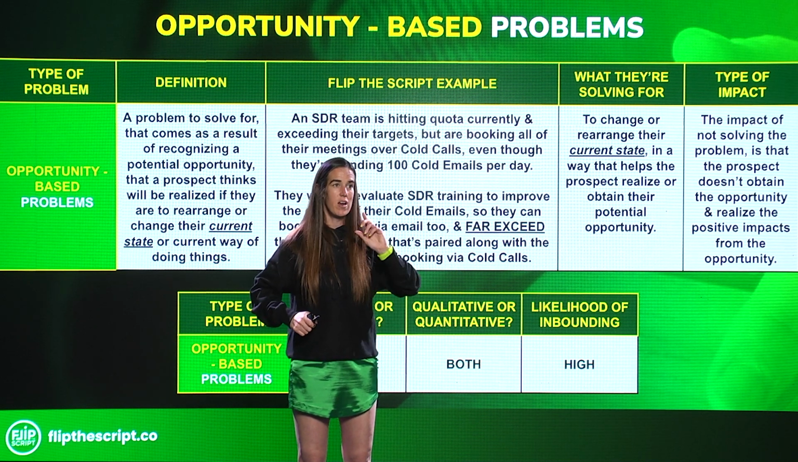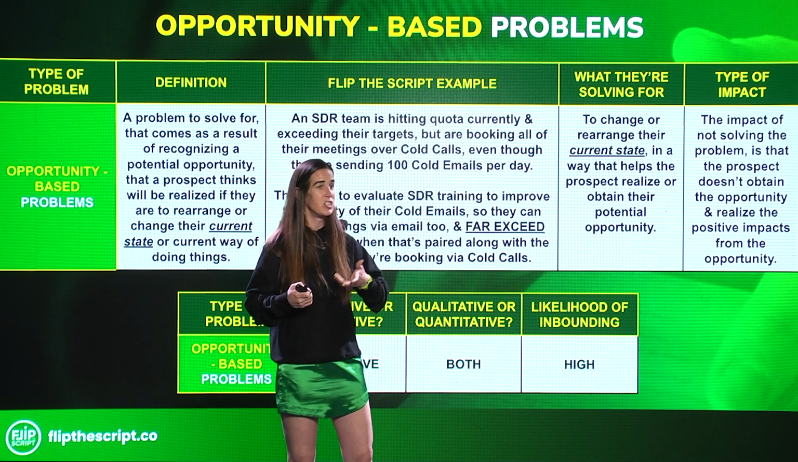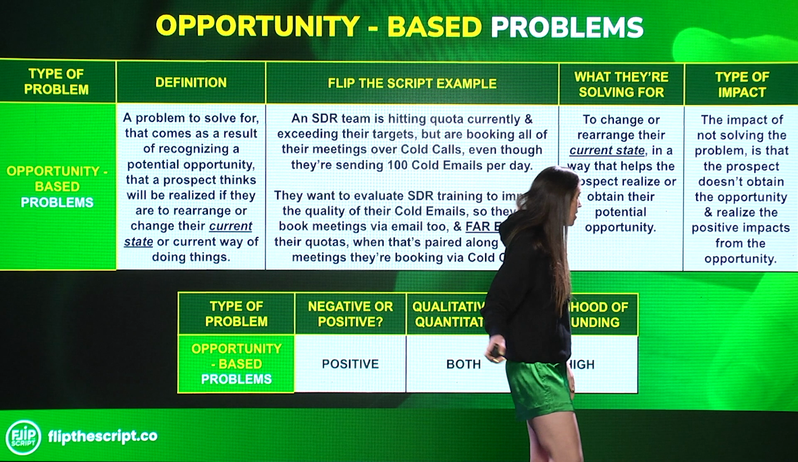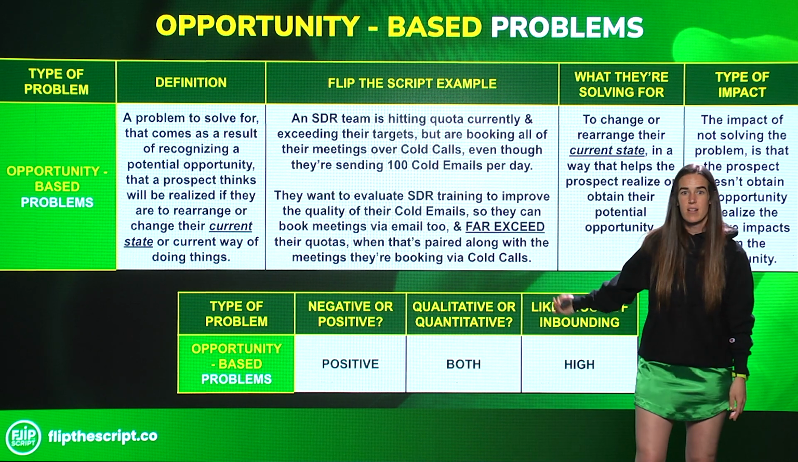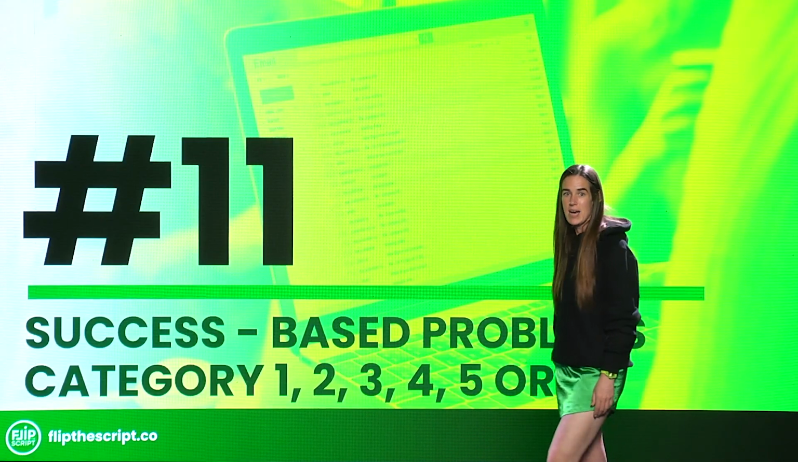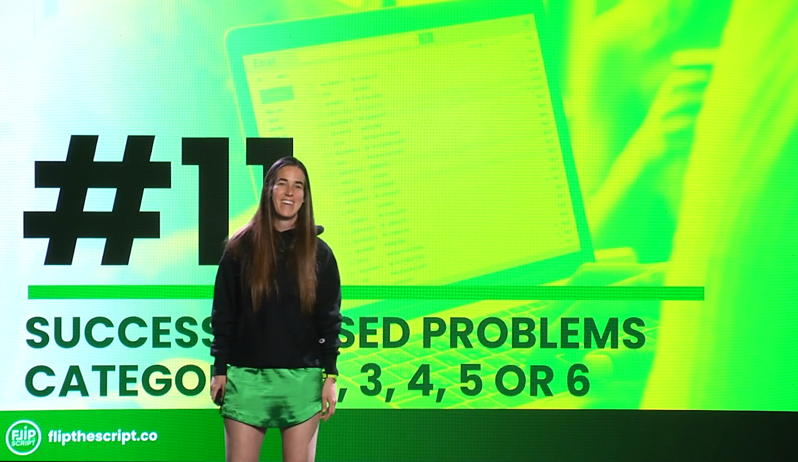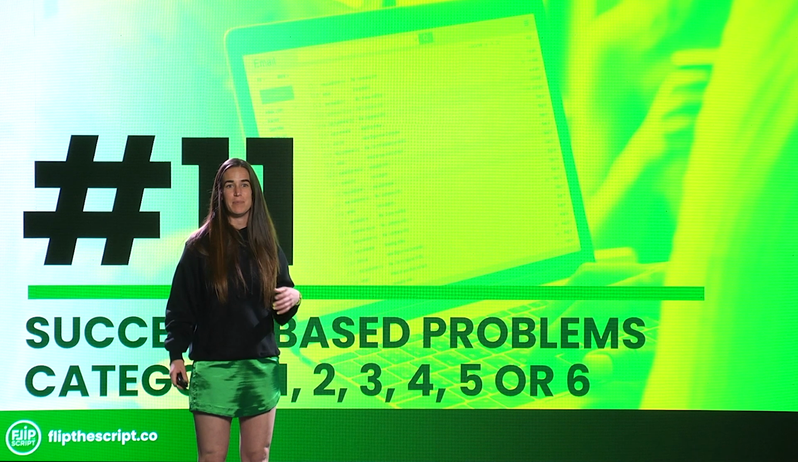It was to inherit an opportunity. So the impact would be that they just didn't realize the opportunity or obtain it. It's going to be a positive problem, both qualitative or quantitative, and the likelihood of inbounding is going to be high. And then the last type of problem, drumroll please, is a success-based problem.